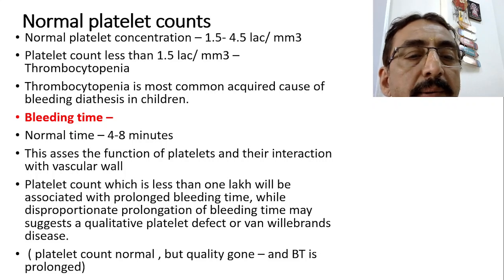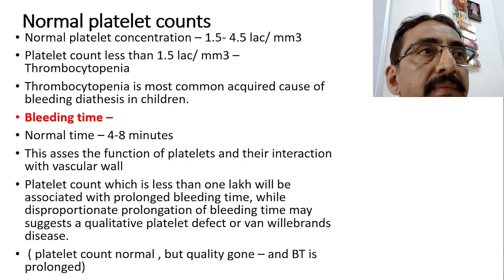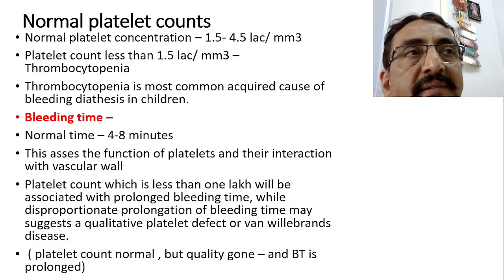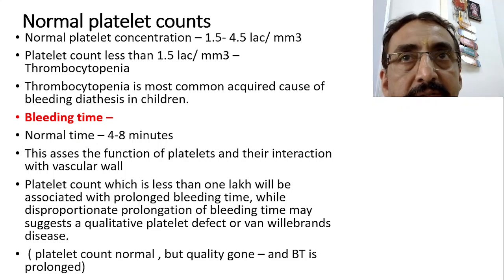What do you mean by disproportionate prolongation of the bleeding time? That is, the platelet count is normal, but still the bleeding time is increased. So this is disproportionate. That means structurally, count-wise, the platelet is okay. There is some problem with the quality. The function of the platelet is affected. Therefore, BT is affected or prolonged.